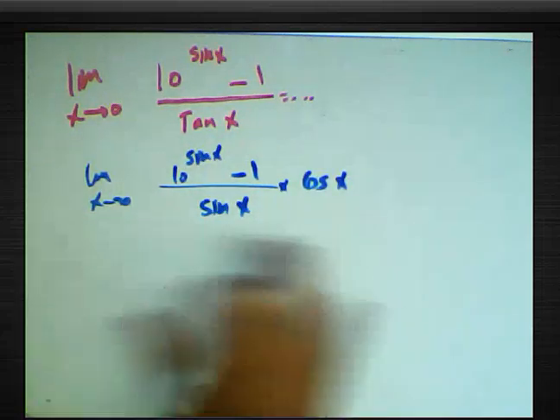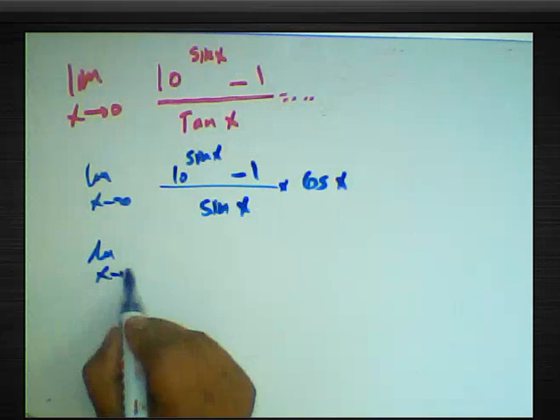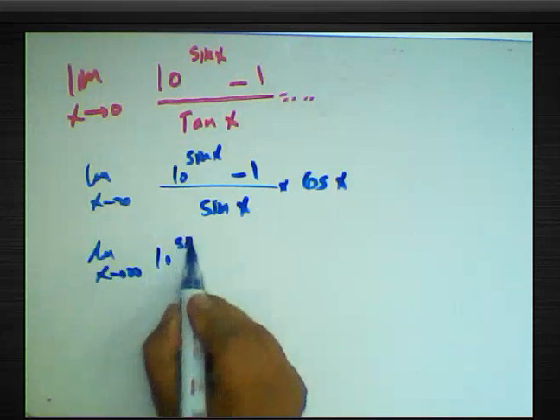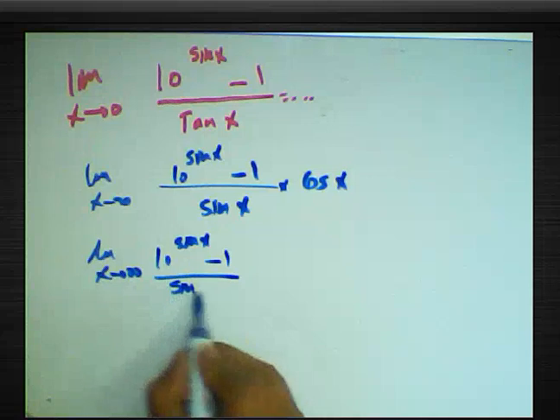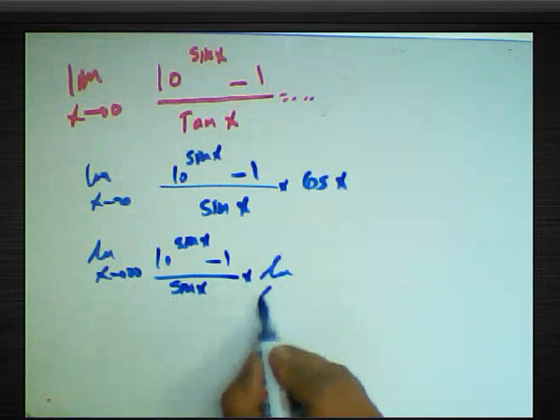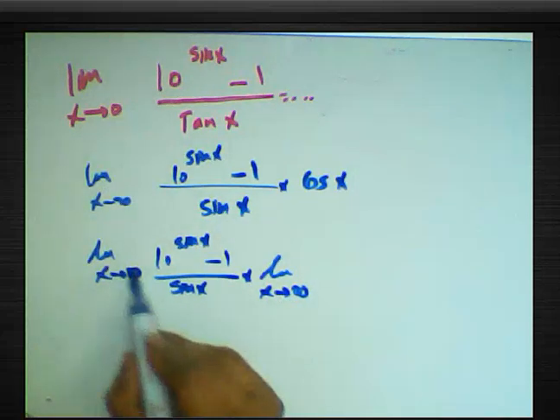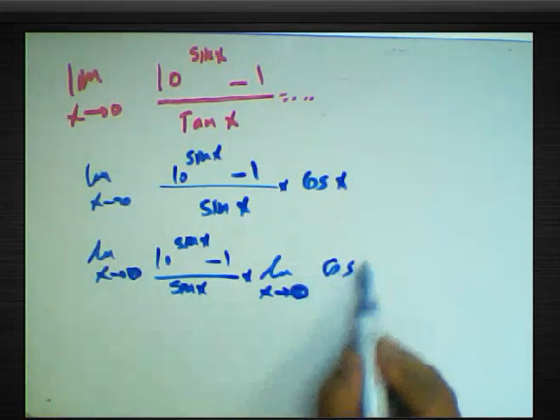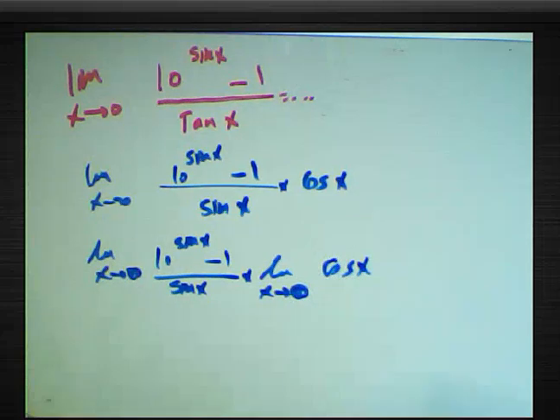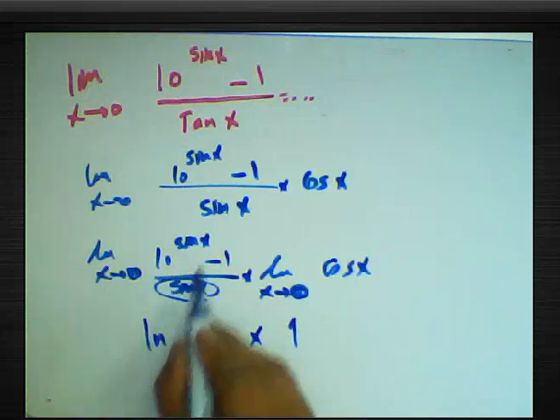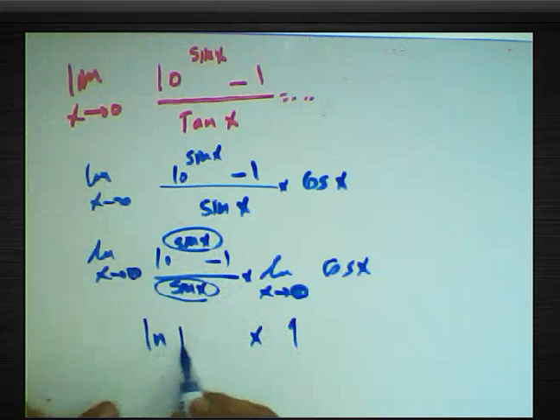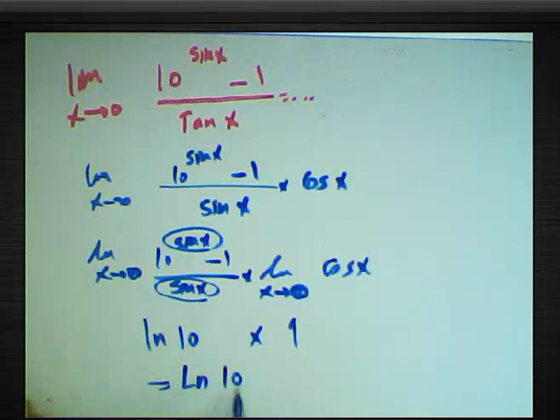And distribute the limit between them. It will be the limit when x approaches 0 of (10 power sine x minus 1) over sine x, multiplied by the limit when x approaches 0 of cosine x. Put x equals 0 here, cosine x equals 1, so the result here will be 1. And here it will be ln of the constant, because the base equals the power here, ln 10, so the result will be ln 10. This is the result.